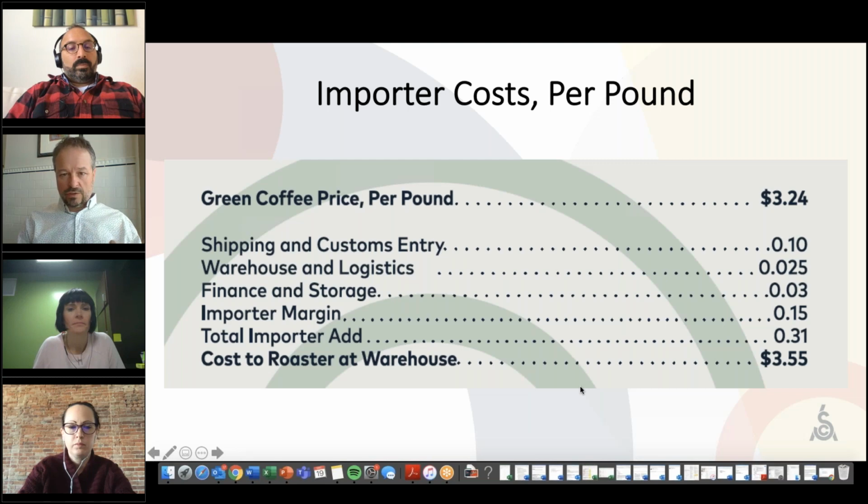That number can change, and it's dependent on how many containers the importer brings in, whether or not they're part of a bigger company. For example, Atlas Coffee Importers is part of a bigger company called Trodden Organic, and we move high quality organic products all over the world. So our rates are fairly competitive with even a big importer like Ecom or Atlantic, whoever. But those things can vary, but not that much.